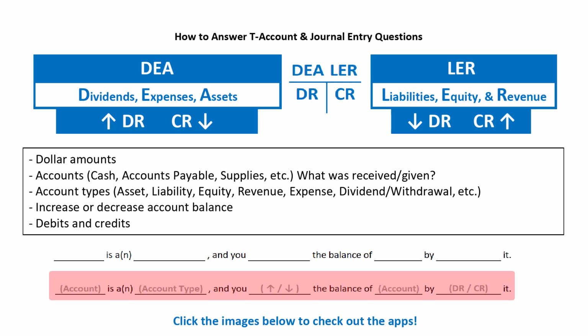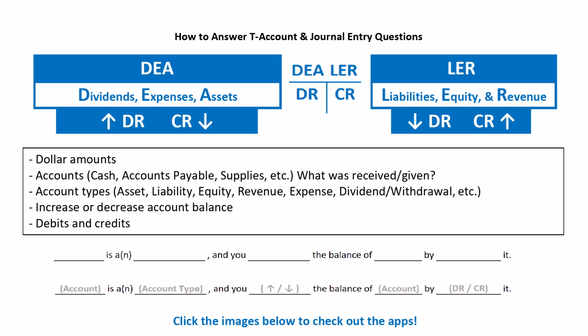This sentence here saying, account is an account type and you increase or decrease the balance of the account by debiting or crediting it, is what I typically use when tutoring students. For our example, it would read, supplies is an asset and you increase the balance of supplies by debiting it. Additionally, we would look at accounts payable and say accounts payable is a liability and we increase the balance of accounts payable by crediting it. Repeating this sentence while solving journal entry questions can help establish a process or system that makes answering journal entry questions easier in the long run.